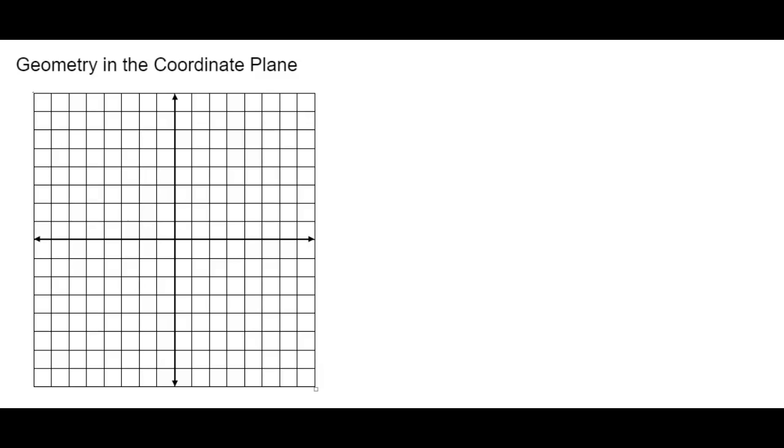This video will be about geometry in the coordinate plane. So when we say coordinate plane, it's this graph setup where the horizontal line is always the x-axis and the vertical line is always the y-axis. And if we're going to graph a coordinate, they always write it in alphabetical order, x first, then y.